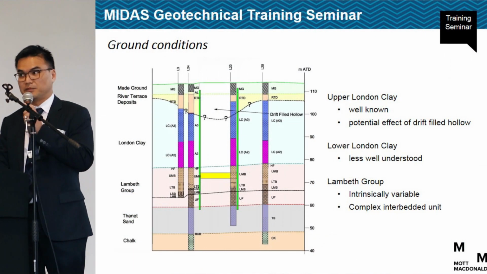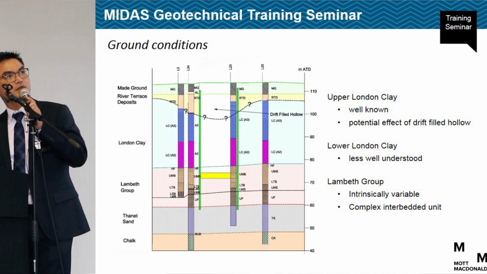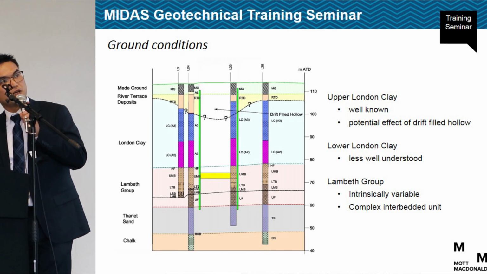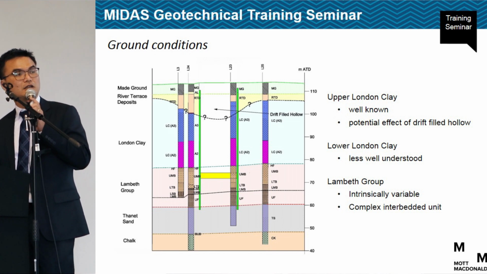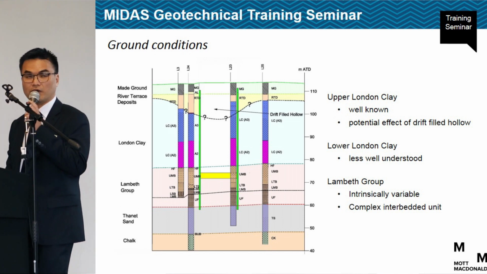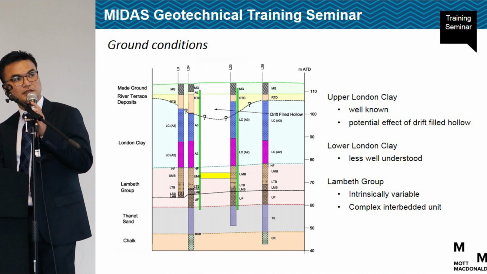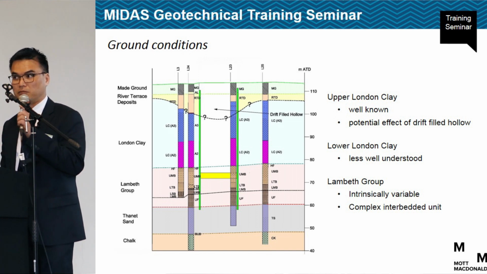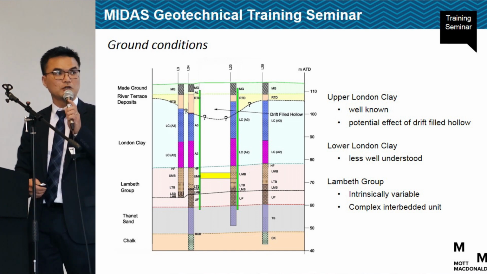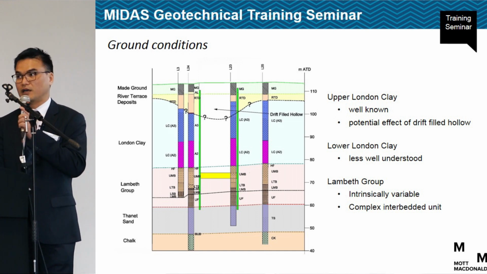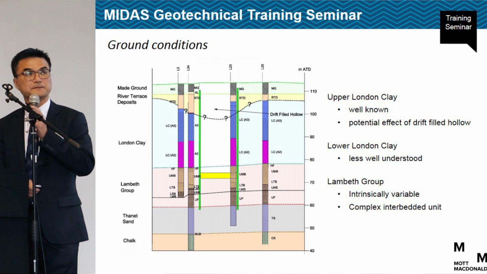The ground condition is a typical London sequence. I don't need to mention it, but just to point out a few points, most people know about the Upper London Clay, but the Lower London Clay is less well understood, and the Lambeth Group is even worse because it's very complex. It's intrinsically very highly variable, so it creates more uncertainty in terms of ground modelling.